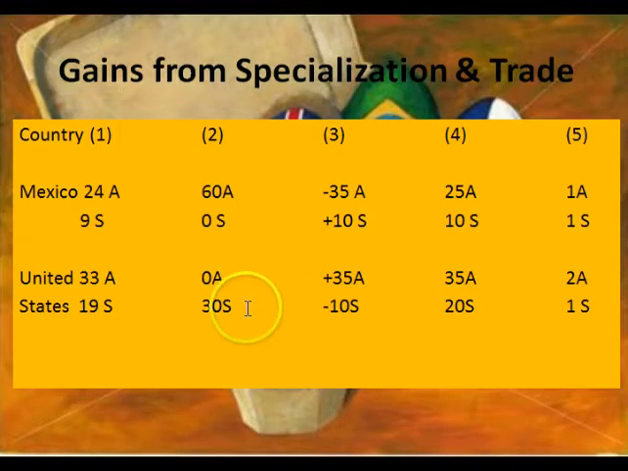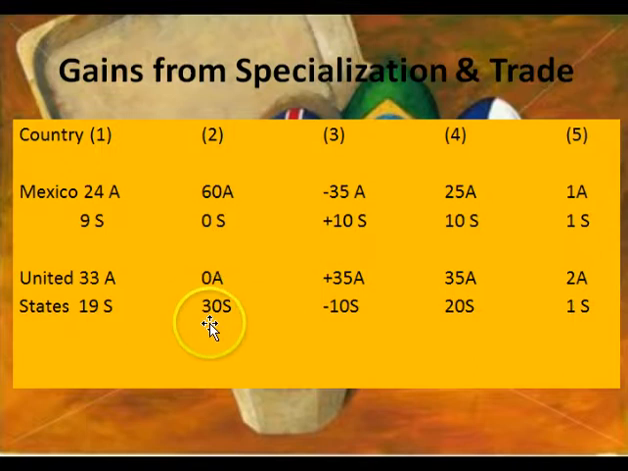So if the U.S. is going to send 10 tons of soybeans to Mexico, then that means Mexico would have to send 35 tons of avocados to the U.S. Those numbers were determined. I just said we were going to send 10 tons of soybeans because the United States has to have some sort of benefit from trade. If they can make 19 tons of soybeans on their own, they're not going to be willing to trade for less than 19 tons of soybeans to have.